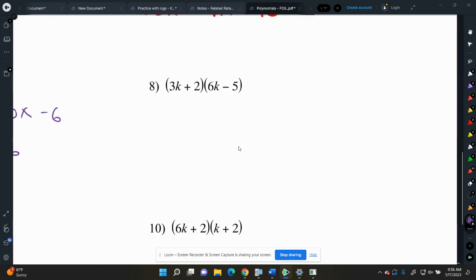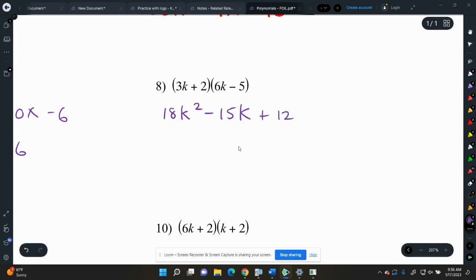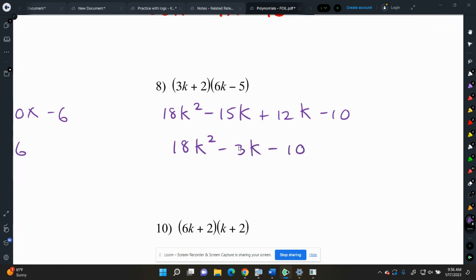All right, Caroline, number 8. I got 18k squared minus 15x plus 12x plus 10, which is 18x squared minus 3x plus 10. How'd you get plus 10? 2 times. Oh, is it minus? Minus 10, right. So 18k squared minus 3k minus 10. Okay.